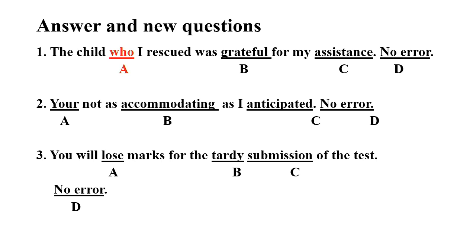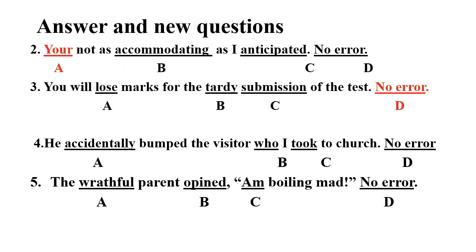Number 3, you will lose marks for the tardy submission of the test. A, lose; B, tardy; C, submission; D, no error. Write down your choice. Let's look at the answers.